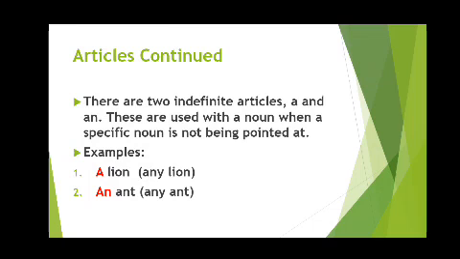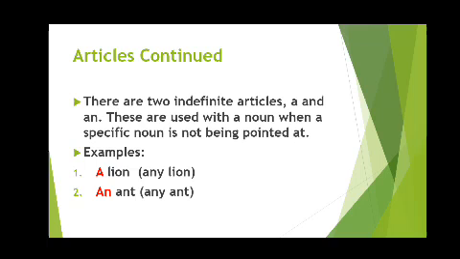Now, there are two indefinite articles, a and an. These are used with a noun when a specific noun is not being pointed at. A and an basically is just mentioning something in a generic sense. For example, a line, it means any line. There is no specific context of that line, but if I make it the line, then we are mentioning a specific line. And an ant, well, you know an ant, they are just mentioning any general ant, any ant which was seen or observed somewhere, but it is not specific.